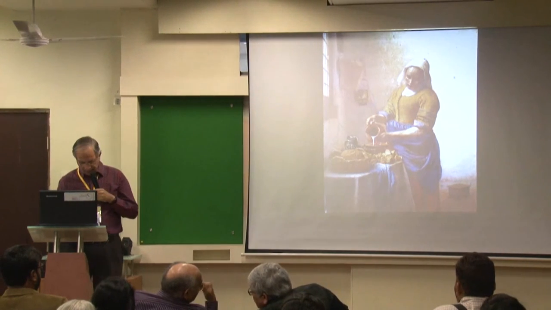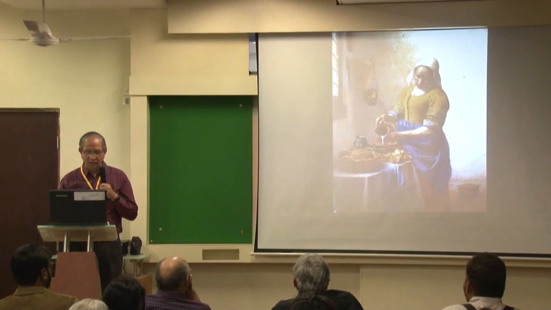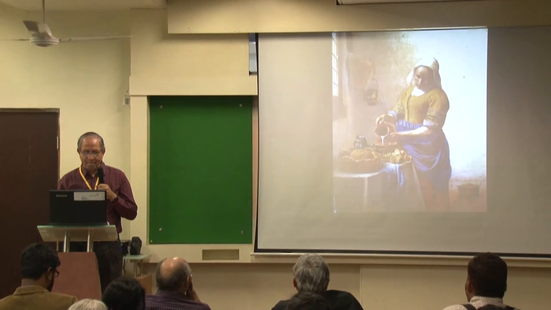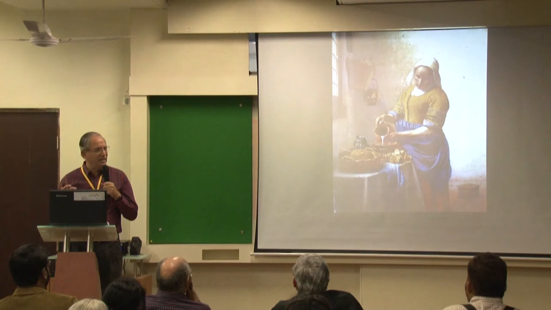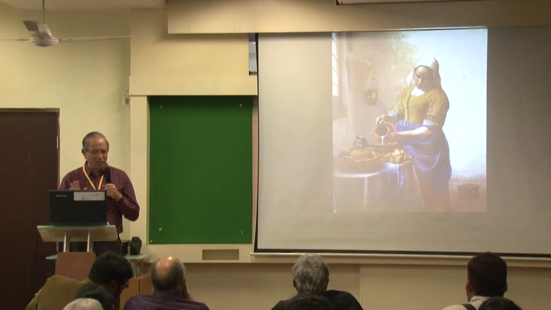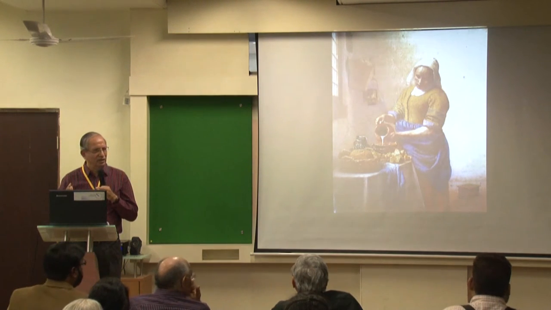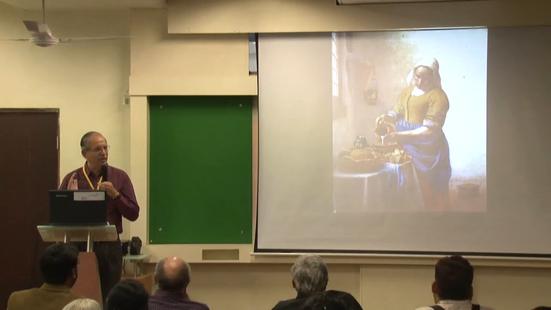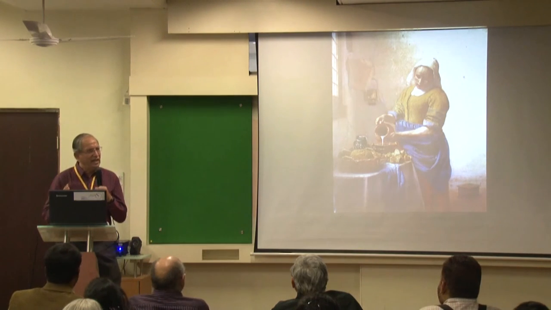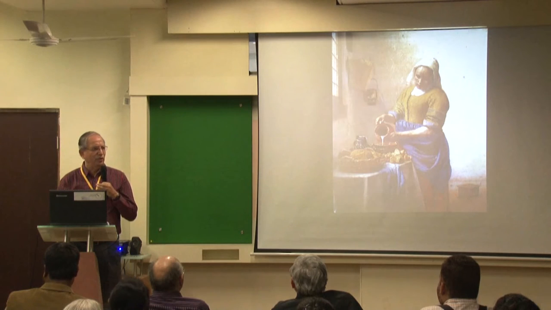Vermeer, Dutch, 17th century, made Pouring Milk. The stillness of that moment, the light that comes from the window, and the space in which she stands. Once you see this painting, you'll always relate to rooms in which light comes in from one side in a different way.